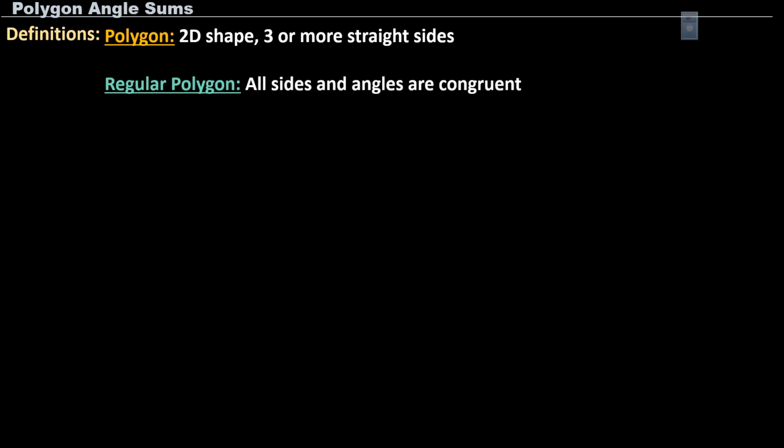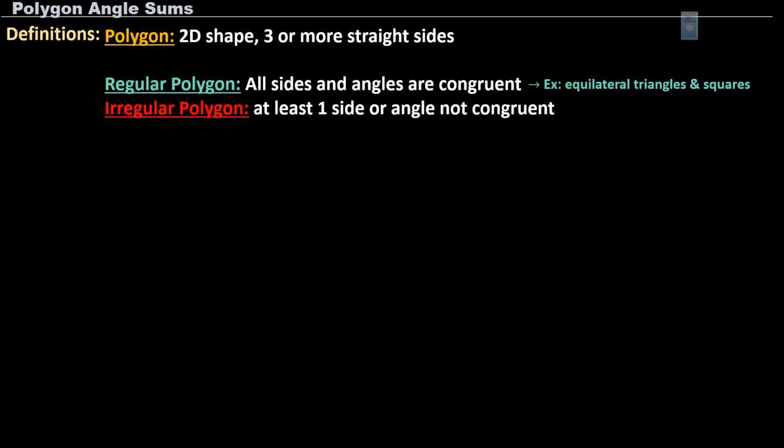Now the first type of polygon to talk about is a regular polygon, and it's a polygon where all of the sides and all of the angles are congruent. So think about things like equilateral triangles or squares or stop signs, those octagons, anything where it is perfectly symmetrical, perfectly congruent all the way through the shape.